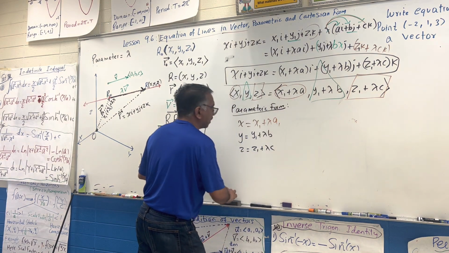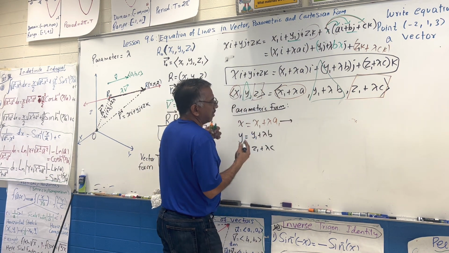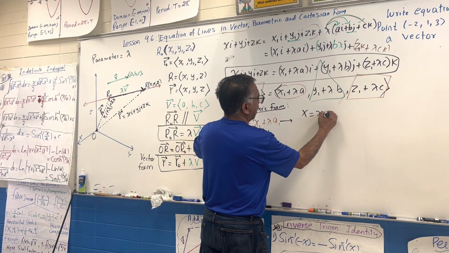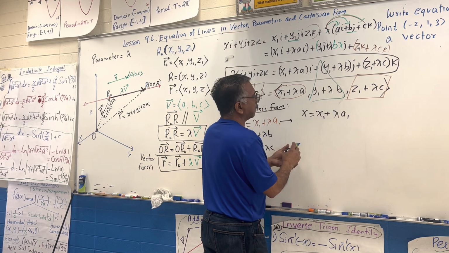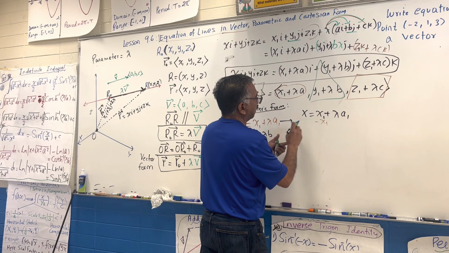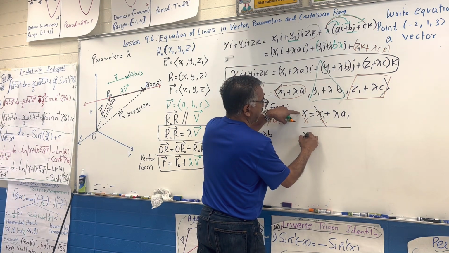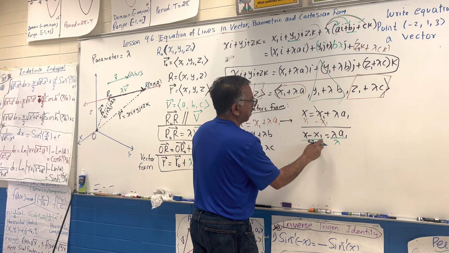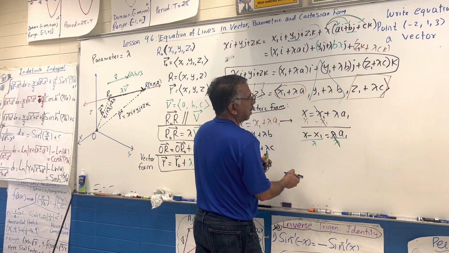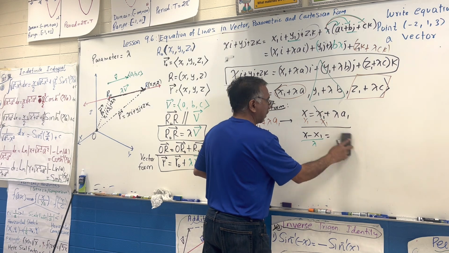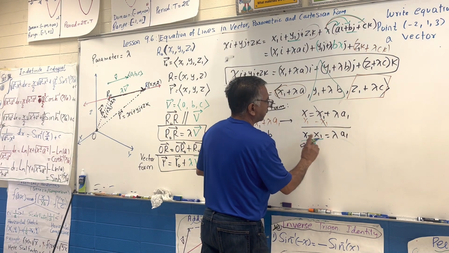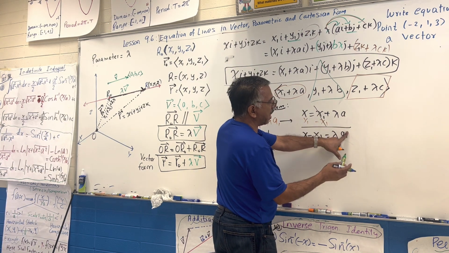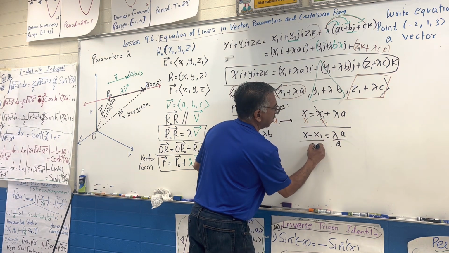There's another way to write this, the Cartesian form. From here, x is x1 plus lambda a. You can subtract x1 from both sides, that will give you x minus x1 equals lambda a, and then you divide by a on both sides. So this crosses out.